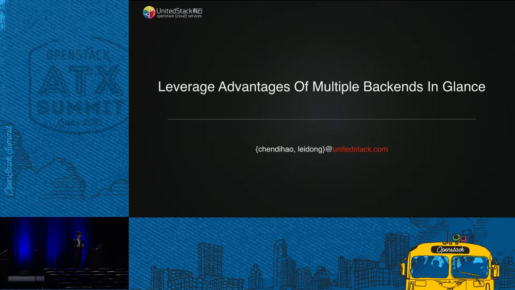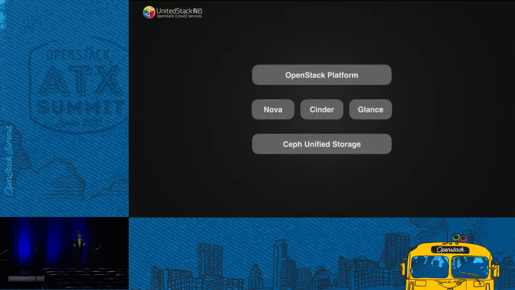Supporting multiple backends in Glance is really a pain point for all OpenStack users because Cinder could support multiple backends, Nova could support multiple backends, but not Glance. So before introducing what we did, let's focus on this architecture first. I assume that everyone is familiar with that. Under the hood of OpenStack platforms, we use Ceph unified storage for Nova, Cinder, and Glance. It is quite normal, right?